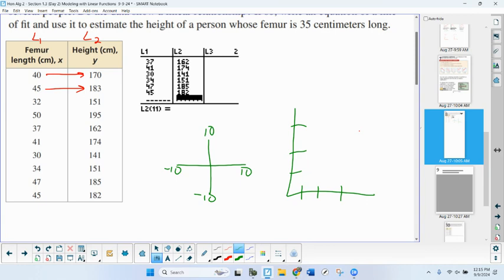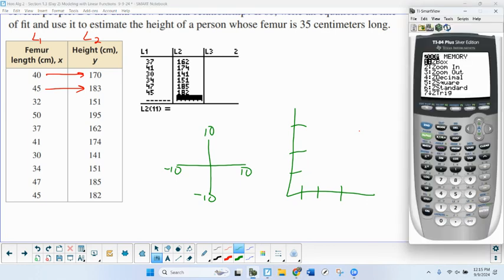So there's 2 windows that we use. We're going to go to zoom. Remember, 6 was our standard window. 6 goes -10 to 10 by a scale of 1. We don't want that one. If you keep going to number 9, you see stat. Our calculator will automatically go to that list, look at what my statistics are, and it'll fit the graph to be perfect to those statistics. So zoom stat, boom, there's your scatter plot. Dang, right?